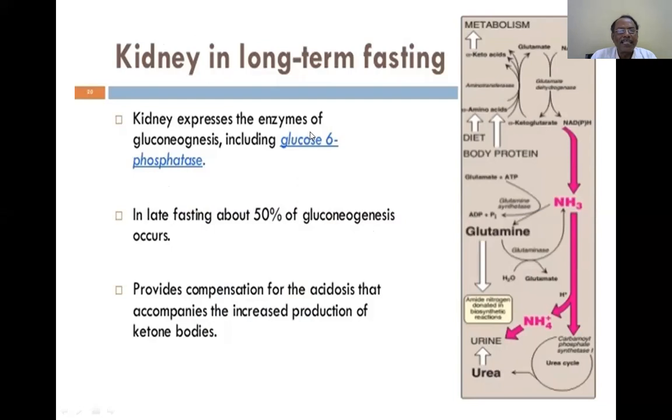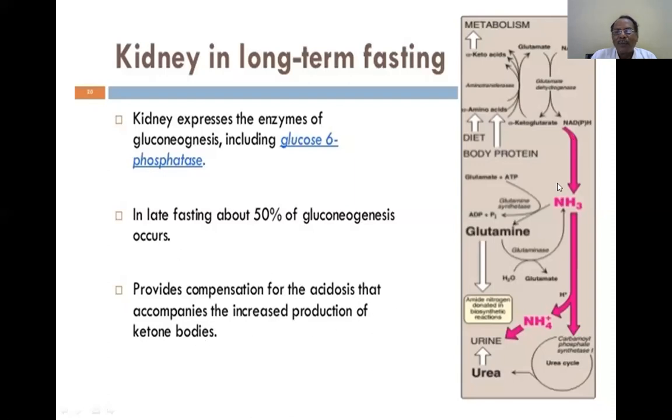The kidney expresses the enzymes of gluconeogenesis, including glucose 6-phosphatase, an important enzyme. In late fasting, about 50% of gluconeogenesis occurs in the kidney tissue. The kidney also provides compensation for the acidosis that accompanies the increased production of ketone bodies.